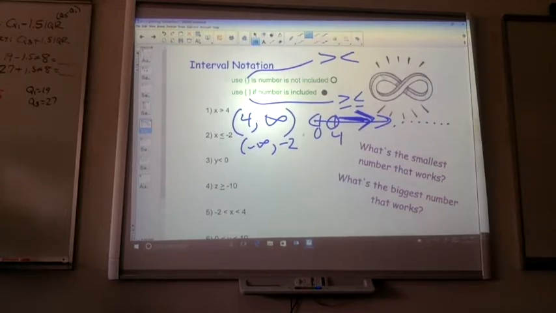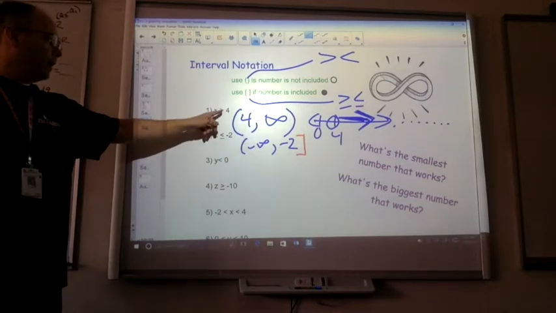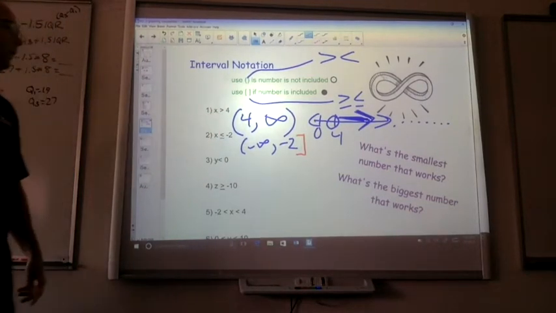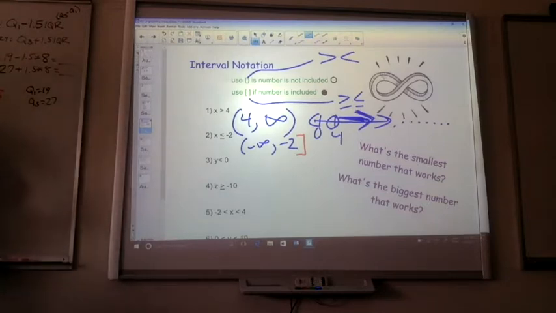So is it round or square? Okay, square bracket means you have the equal sign there. Rounded bracket means you don't. Infinity will always be rounded because you can't get there.